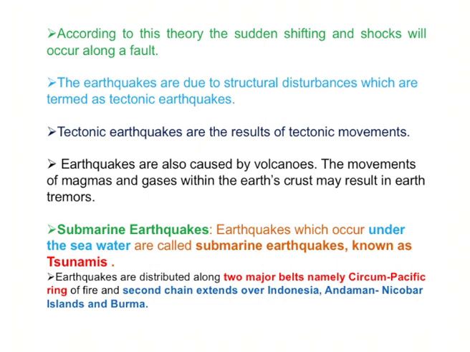Earthquakes are again distributed along two major belts. One is namely the Pacific ring, and the second one is Indonesia, Andaman Nicobar islands, and again nearby the Burma area. So overall, earthquakes are generated by sudden shocks and sudden movements within the earth surface.